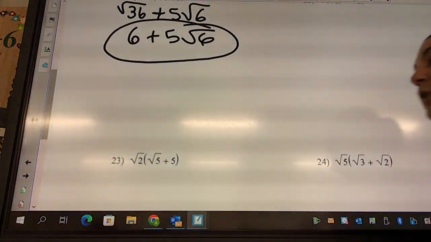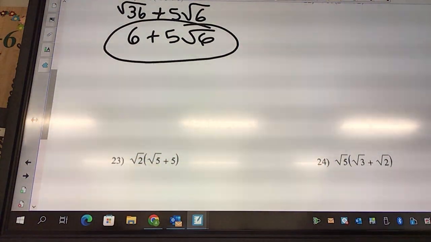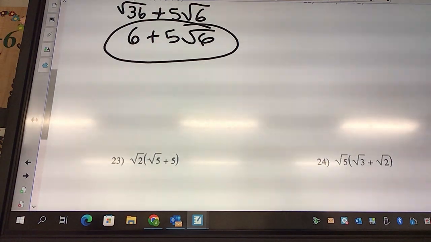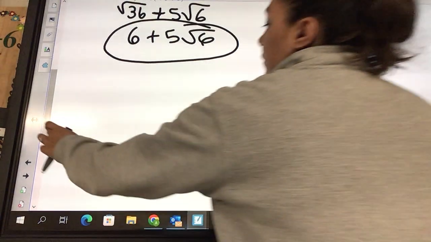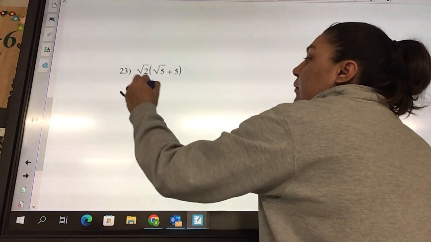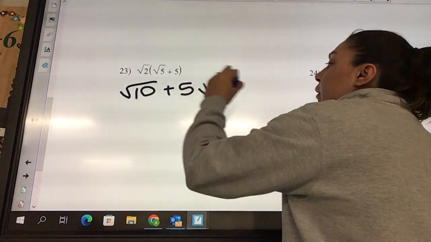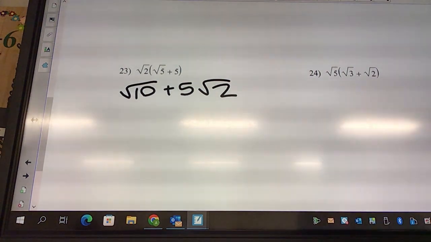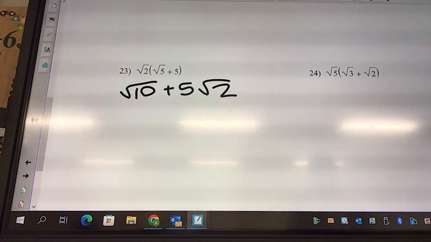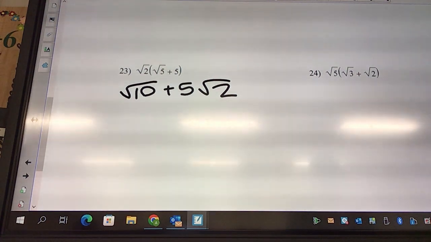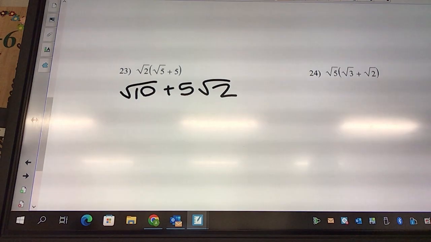Okay, last one, 23. What is the first piece going to become? Square root of 10 plus 5 square root 2. Okay, the 10. What are some factors of 10? 2 and 5. So who can go? Nobody. So does 10 simplify? No, this is your answer, okay? You can't go any further than this.